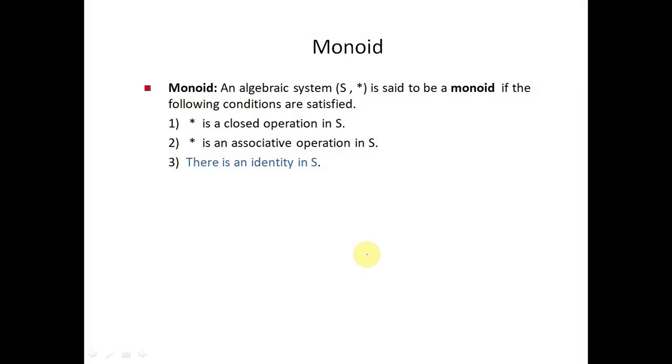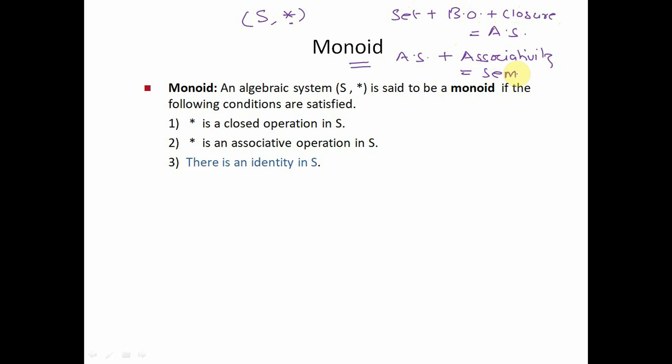Now, after understanding the concept of an identity element, let's move on to the next algebraic structure, that is the monoid. Remember, we said that a non-empty set along with a binary operation star is said to be an algebraic structure if it is closed. So, set plus binary operation plus closure gives me an algebraic structure. Algebraic structure plus associativity gives me a semigroup. This is what we have talked about till now.